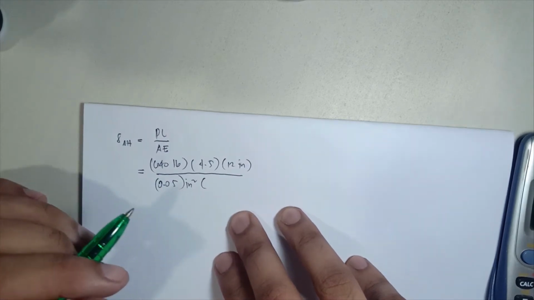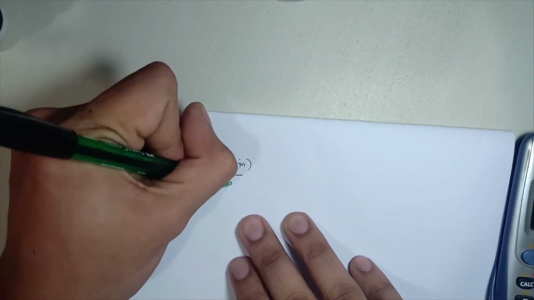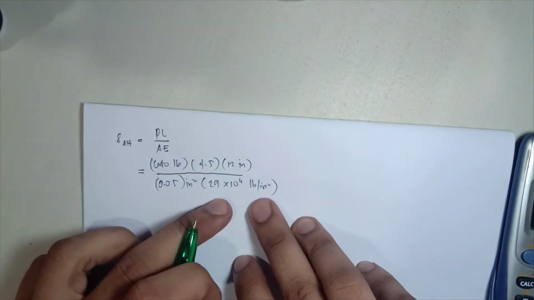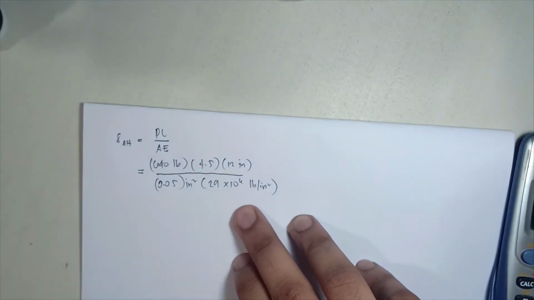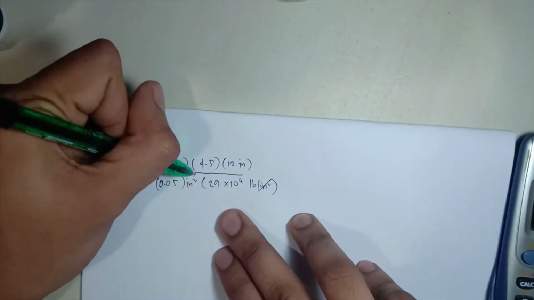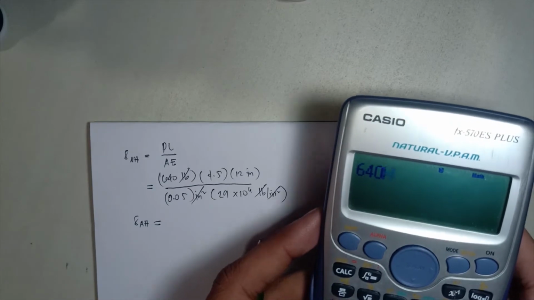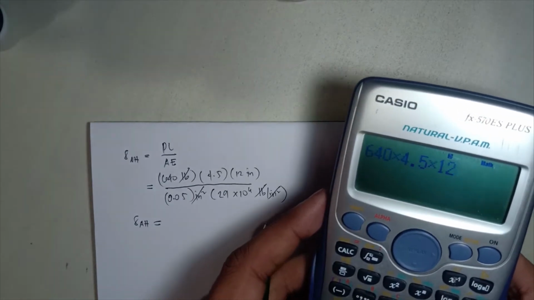So dapat sa ulo nyo yun guys, ha? So 29 times 10 raised to 6 pounds per square inch. Yan yung value ng modulus of elasticity ng steel pag naka-English. So cancel ang square inch, cancel ang pounds, then may iiwan is inch. 640 times 4.5 times 12.